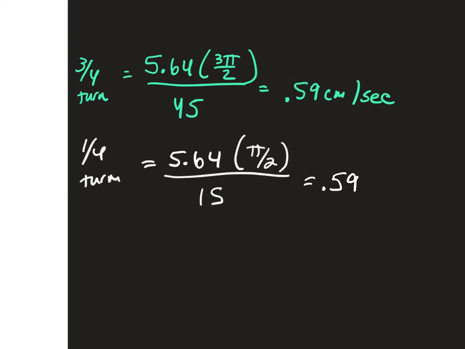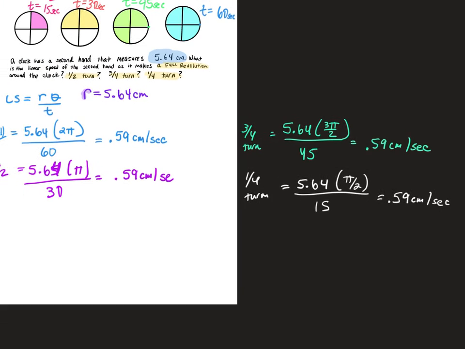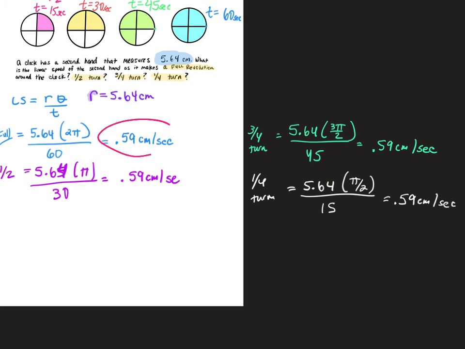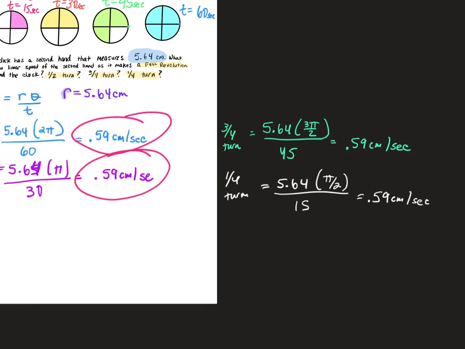Why do we keep getting the same number? Every single time we did this, we got the same answer. Why is that? Okay, we kept in proportion what goes with what. However much the turn was, you have to use that central angle and that time amount. But the linear speed stays the same.